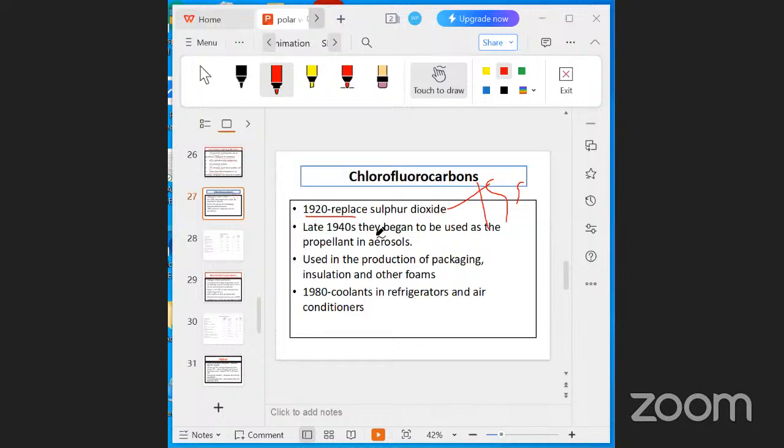In the late 1940s, they began to be used as propellant in aerosols. This use hit its peak in the late 1970s, when chlorofluorocarbons were identified as ODS, ozone depleting substances, and aerosols became the main target of public action. Chlorofluorocarbons were also used in the production of packaging, insulating, and other forms.